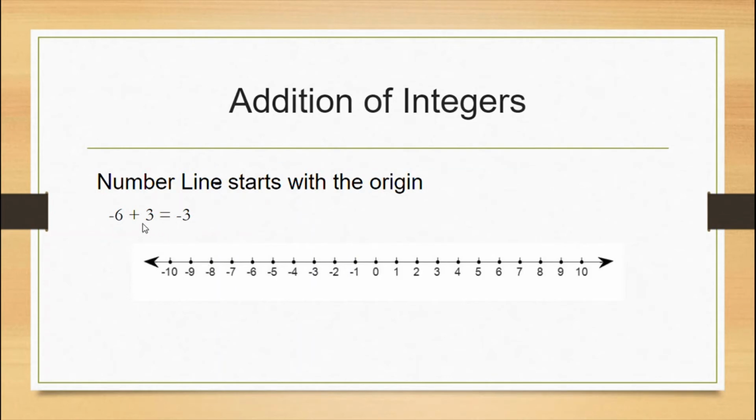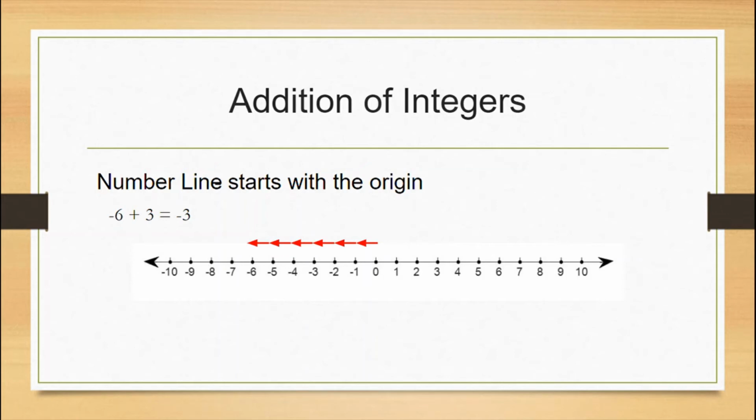So let's start. We have here negative 6 and we're going to start with our origin. Since it is a negative, we will go to the left of our number line. So let us count 6 steps to the left. 1, 2, 3, 4, 5, and 6. So we have here negative 6.